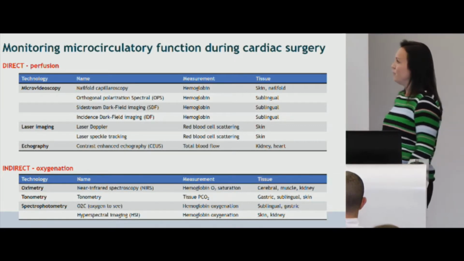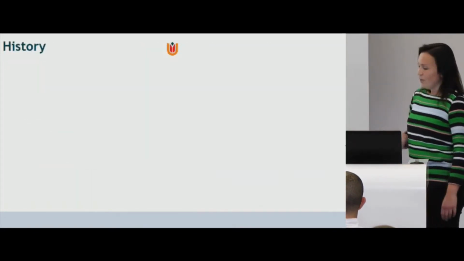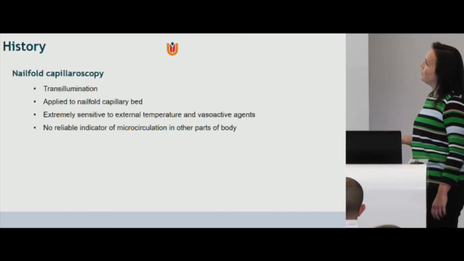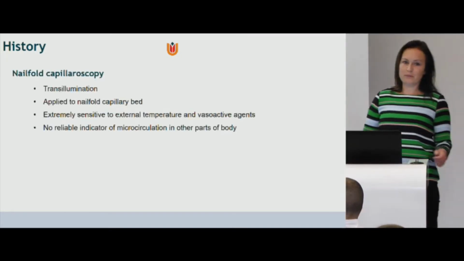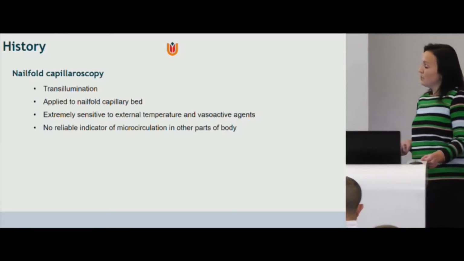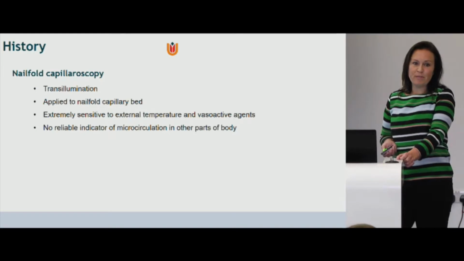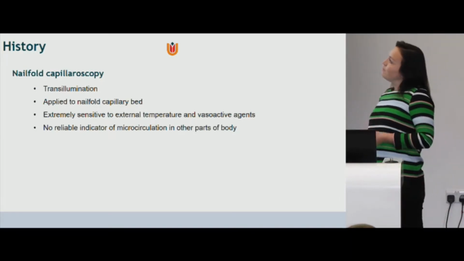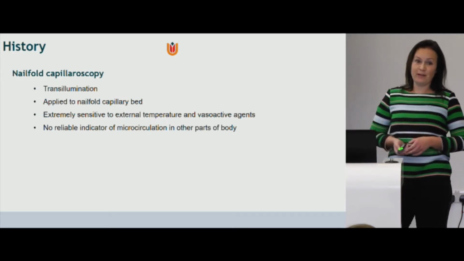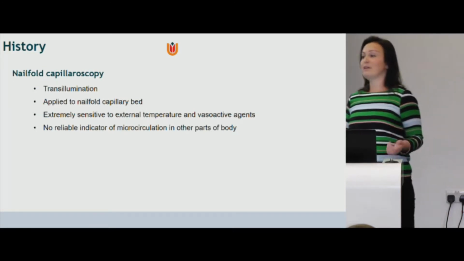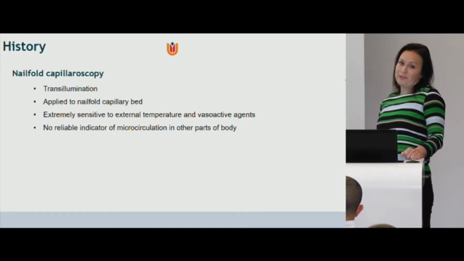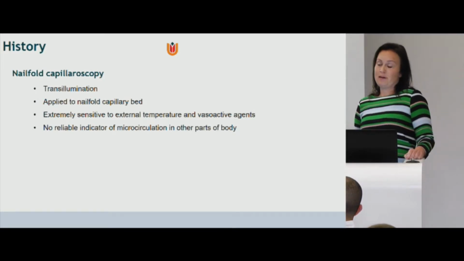If we go a little bit into the past, around 1960, nailfold capillaroscopy was developed. This is a technique based on illumination, and it's mostly applied onto the nailfold capillary bed. However, the nailfold capillary bed is extremely sensitive to external temperature and vasoactive agents, especially in critically ill patients. So this was not really a reliable indicator of the microcirculation for other parts of the body.